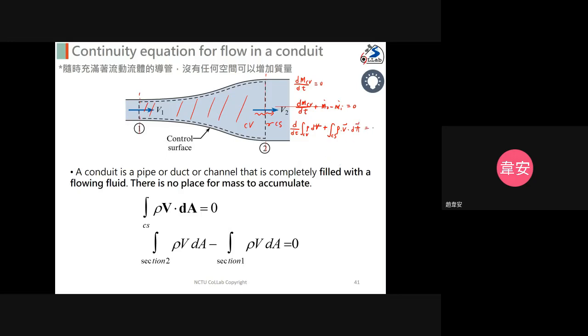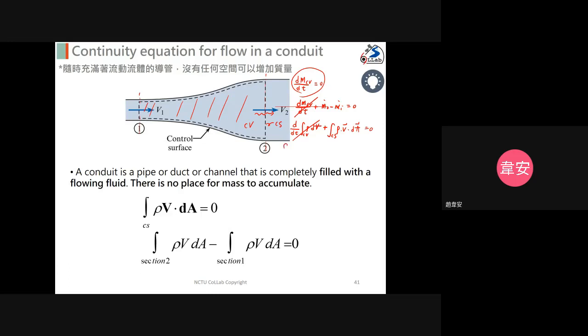and equal to 0. Because right now we consider conduit conditions, and also based on the continuity equation, we know that we don't have the mass changes in the control volume with time. So this term is equal to zero. So we can rewrite the equation based on the continuity idea.